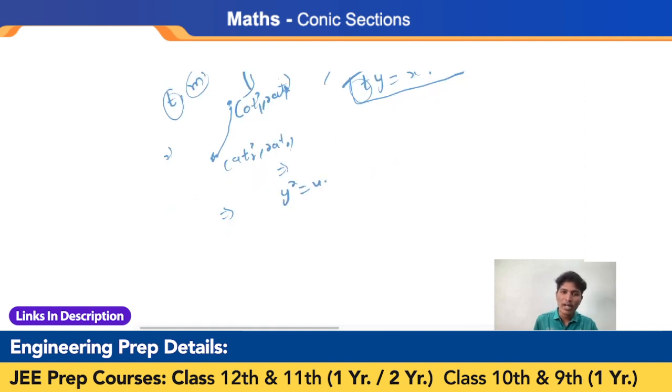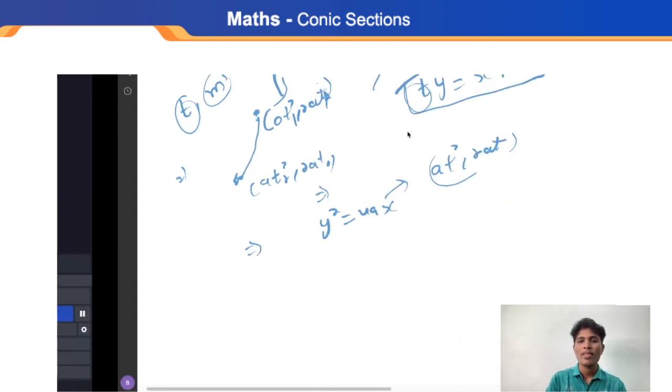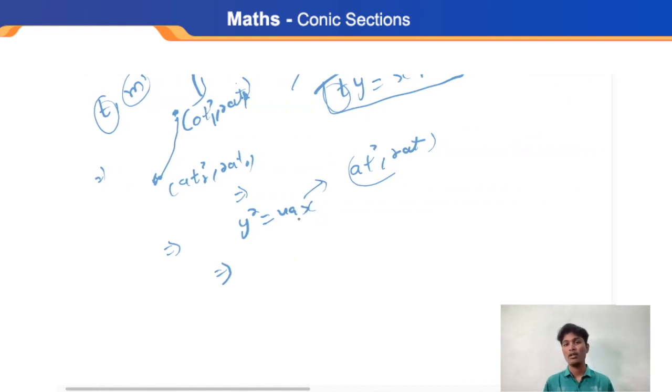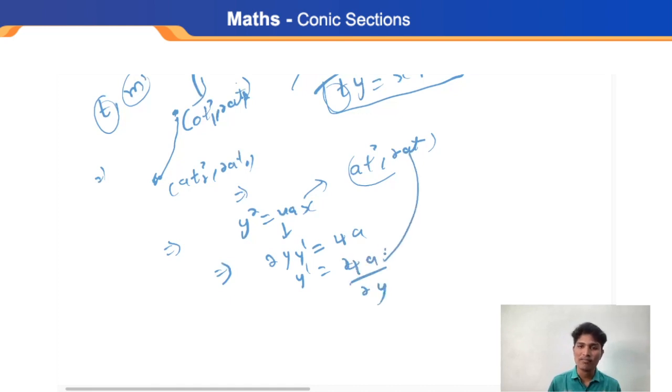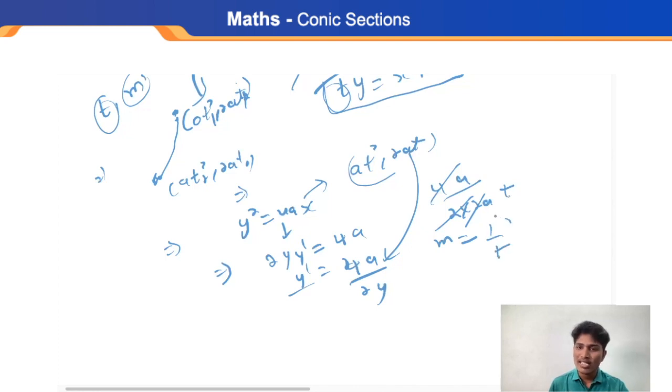The equation is y square equal to 4ax. In this equation, suppose (at square, 2at) is a point on this parabola, the parametric coordinate I already mentioned. Now, if you observe very carefully, I want to find the slope, so I have to differentiate. 2y y dash is equal to 4a, so y dash is equal to 4a divided by 2y. I have to substitute this point to calculate the slope: 4a divided by 2 into 2at. How much will I get? I will get 1 by t. Slope y dash is equal to m, so m is 1 by t. This is the relation between m and t.